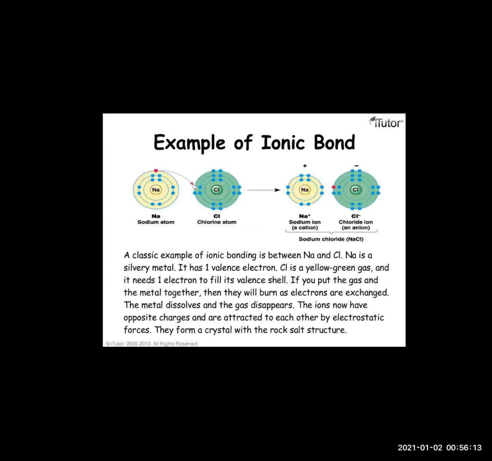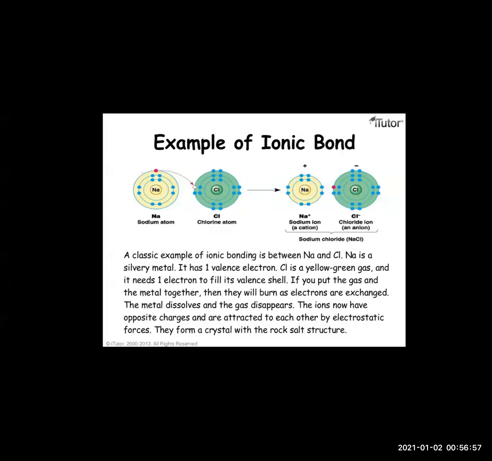Let's see an example. Here is a sodium atom and a chlorine atom. In the sodium atom, in the first orbit, how many electrons are there? 2 electrons. In the second orbit, how many electrons are there? There are 8 electrons. And in the third orbit, there is 1 electron. So sodium has atomic number 11, and chlorine has 17. Chlorine has 17 electrons in its orbits.